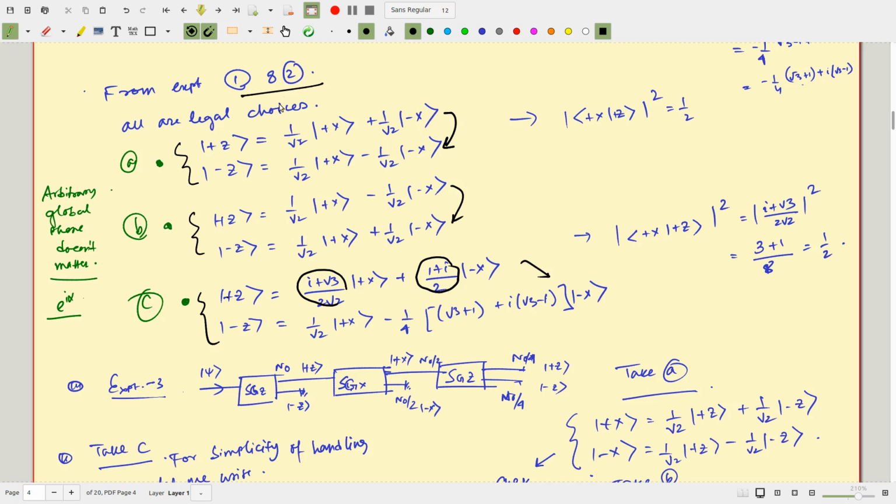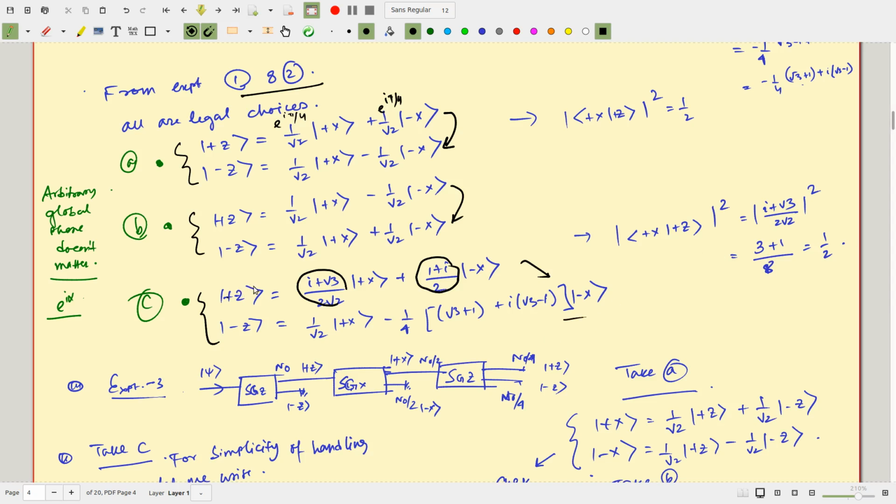Also you note that it doesn't matter if I put in an arbitrary extra global phase. So let us say if I put an arbitrary e to the power i pi by 4 here and an arbitrary e to the power i pi by 4 here, again nothing really matters. In order to check that, you put in that i pi by 4 and calculate these things, and you will see this arbitrary i pi by 4 will not matter.